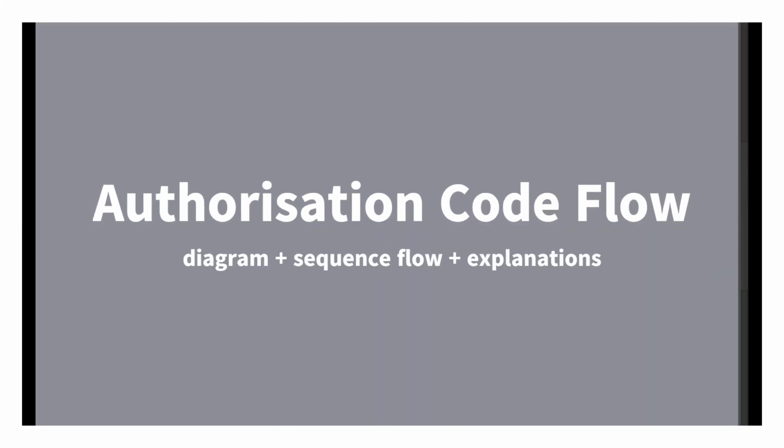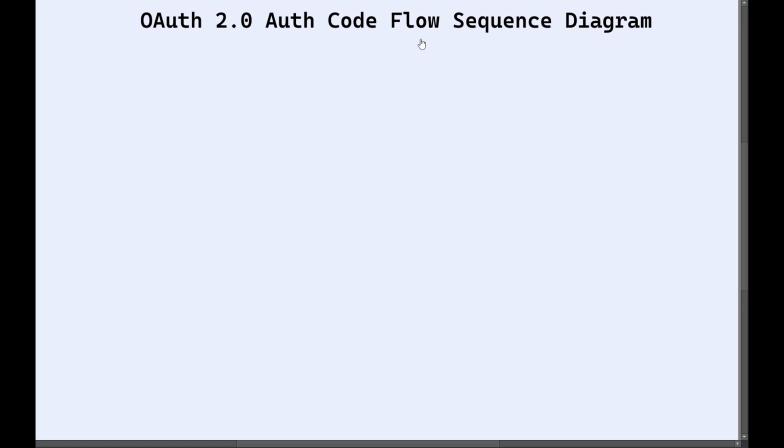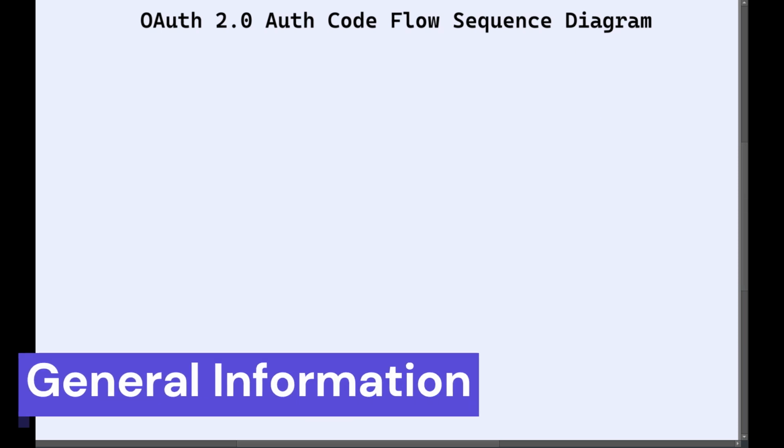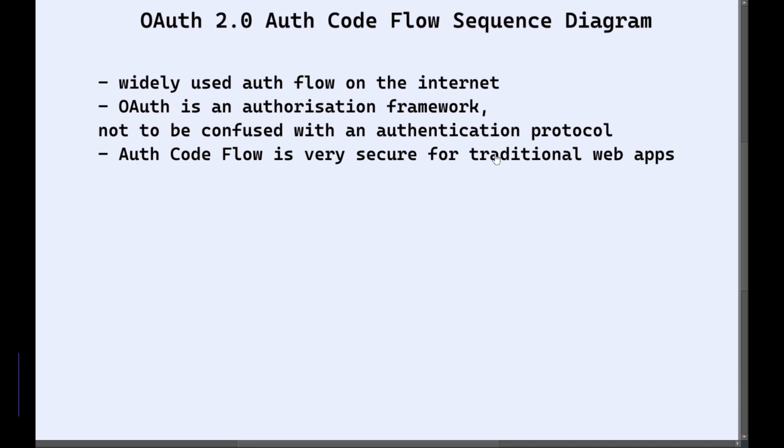Hello, in this video I'm going to explain the OAuth 2.0 authorization code flow by walking through a sequence diagram that I drew up step by step. This is one of the most commonly used authorization flows on the internet today, and it's used whenever you click buttons like sign in with Google, log in with Microsoft, or continue with GitHub.